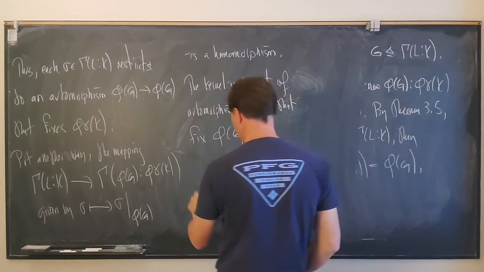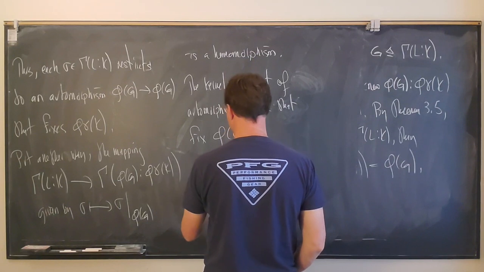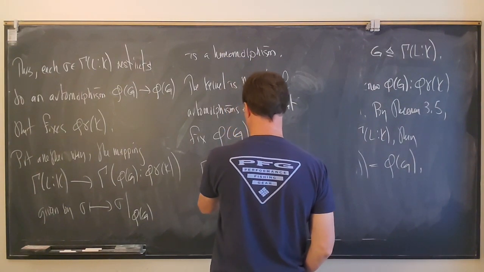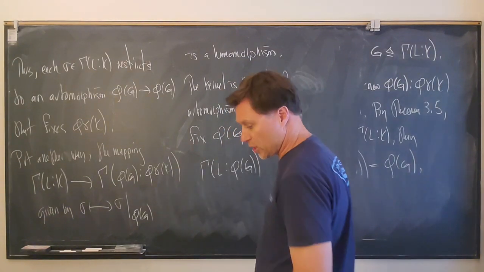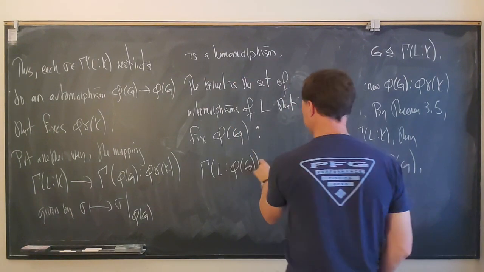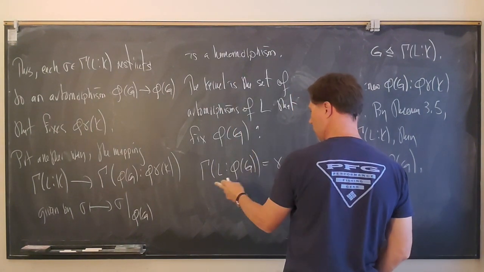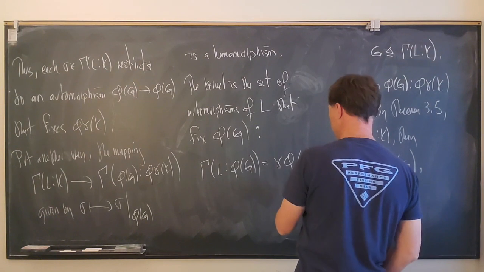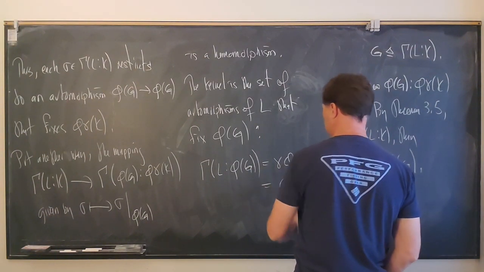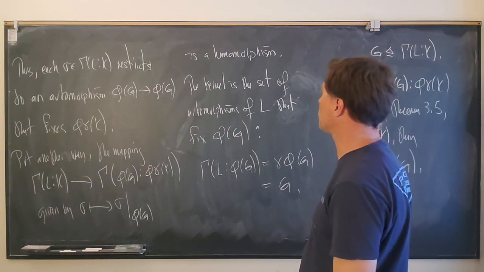Okay, so let's say that then. So it's automorphisms of L that fix phi of G. That's equal to gamma phi of G, which is equal to G, right? So the kernel of this homomorphism is G.